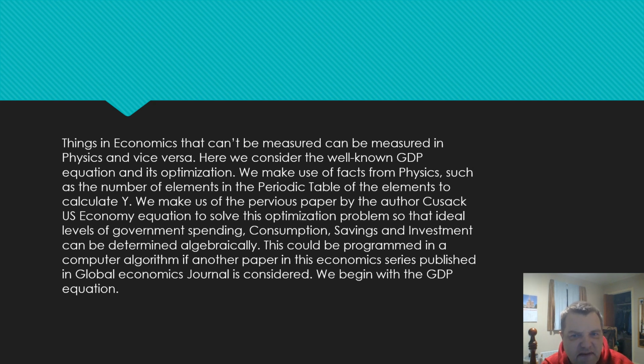Things in economics can be measured in physics, and vice versa. Here we consider the well-known GDP equation and its optimization. We make use of the fact that from physics, such as the number of elements in the periodic table of the elements to calculate Y. We make use of the previous paper by this author, QS economy equation to solve the optimization problem so that the ideal level of government spending, consumption, saving, and investment can be determined algebraically. This could be programmed in a computer program which is in another paper, which we'll discuss later.